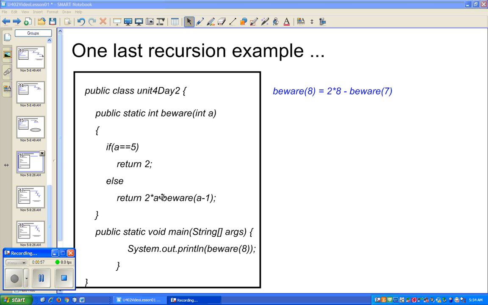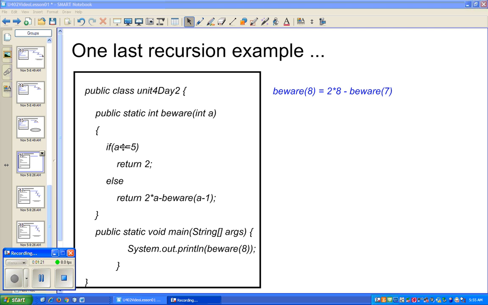So I'm going to subtract a number, but that number needs to get dumped back into this formula, so the method is calling itself again. And we're in this loop. As long as a isn't 5, this thing keeps using itself again. Beware, beware, beware, beware. It keeps going until we hit a equals 5.